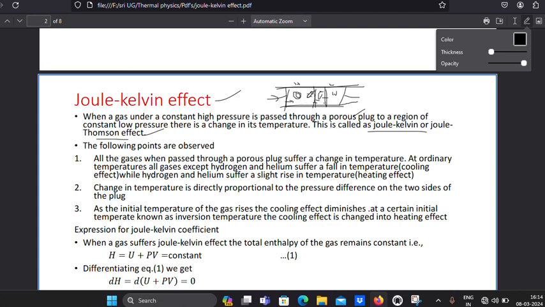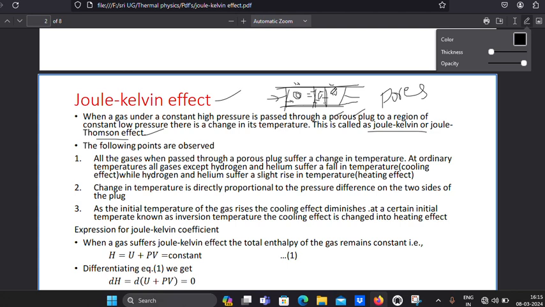Then the gas starts escaping through the small holes. These small holes are called pores, or porous. Pores also we call them, not only porous. Pores means small holes, or bores also we call them. Then the gas travels through this porous plug and enters the low pressure region. Then a change in temperature will occur.